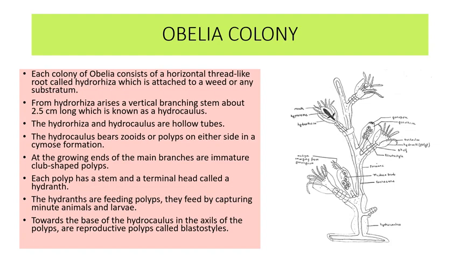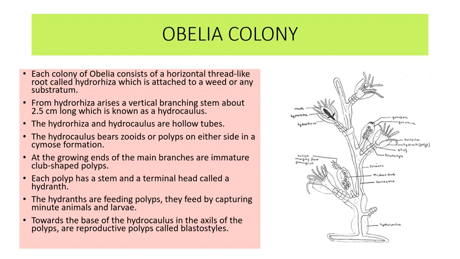The hydrocaulis bears zooids or polyps on either side in a cymose formation. At the growing end of the main branch are immature club-shaped polyps. Each polyp has a stem and a terminal head called the hydranth. The hydranths are the feeding polyps. They feed by capturing minute animals and larvae.